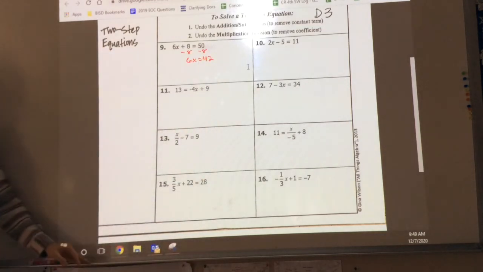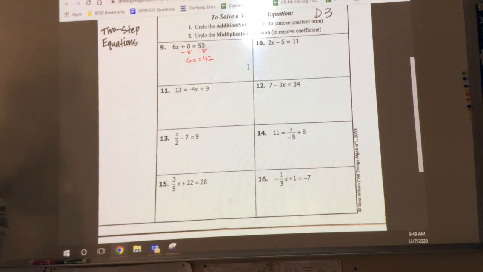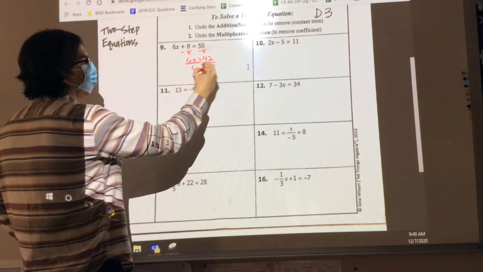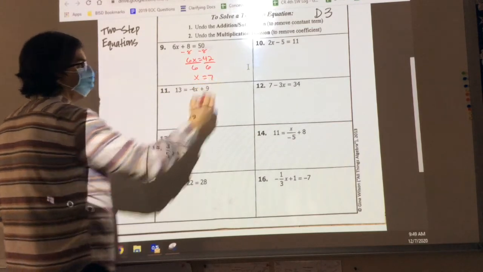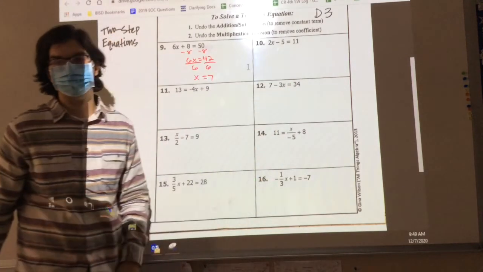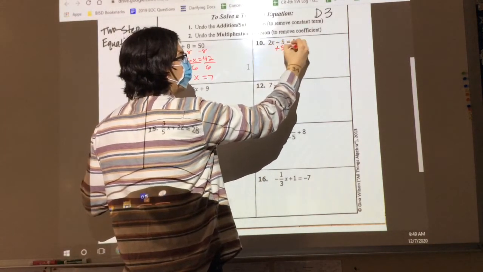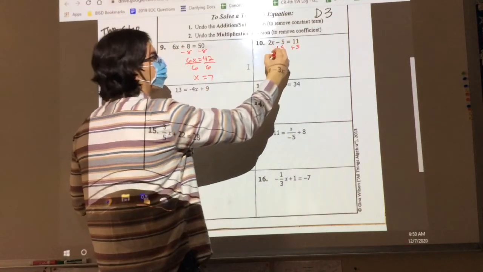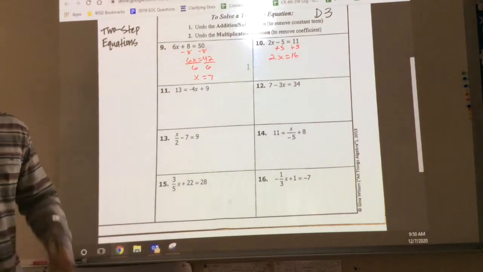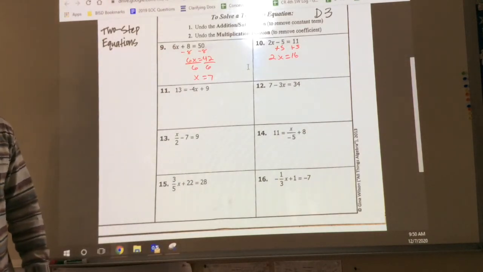Okay, Isaac, it's your lucky day. What do I do next here? By what? Very good. And x equals 7. Are we okay there? Read number 10. Okay. What do you do first? You do plus 5. Plus 5. Line up with 2x is equal to 16. Addison, what do I do next?